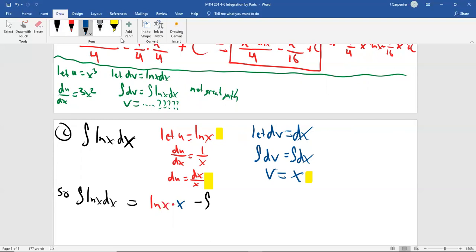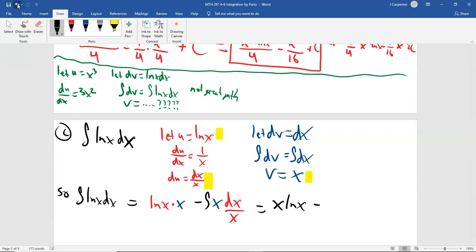V is the x, then the du was the dx over x. And again, the whole goal of this thing is that this integral ends up simple, one that we know how to compute. And what's cool is it does. So that's x times the natural log of x. I'm just taking the blue one and putting it in front of the red ink. That's all I've done there.